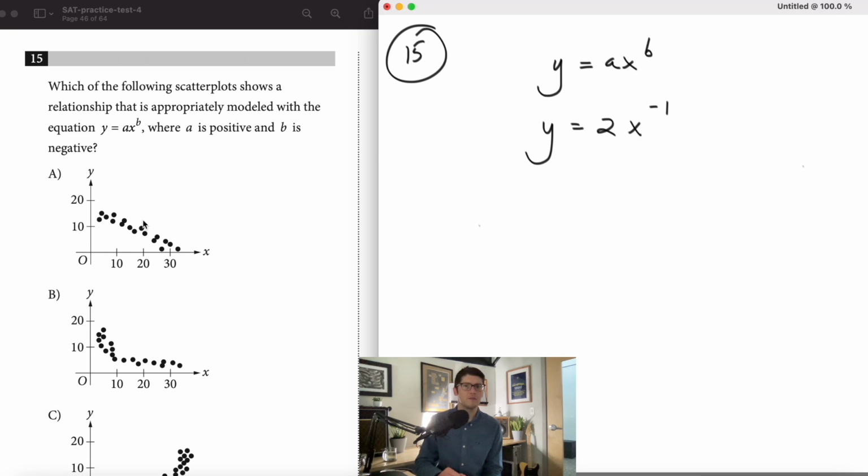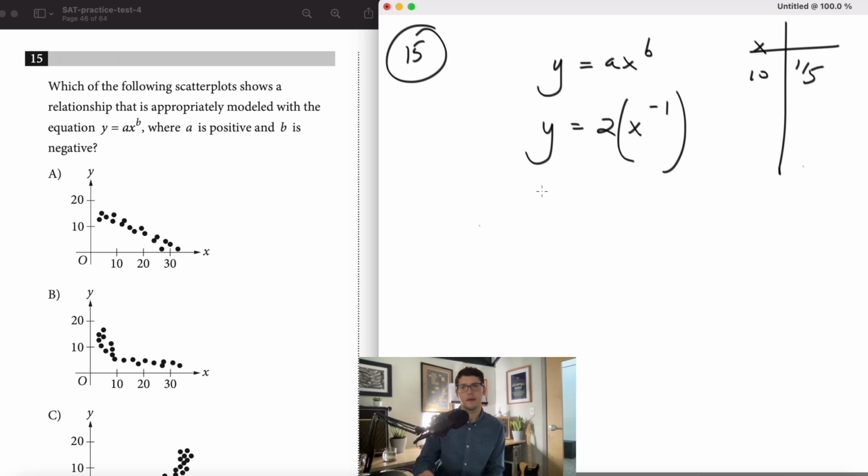So let's see what happens when X is 10. I'll make a little table here. When X is 10, 10 to the negative 1 is 1 over 10. And you can put that in your calculator. Make sure you do this. And then that would mean Y is 1/5.